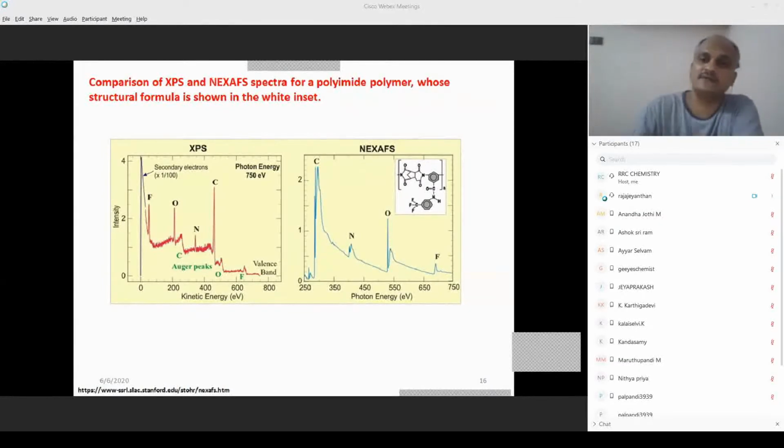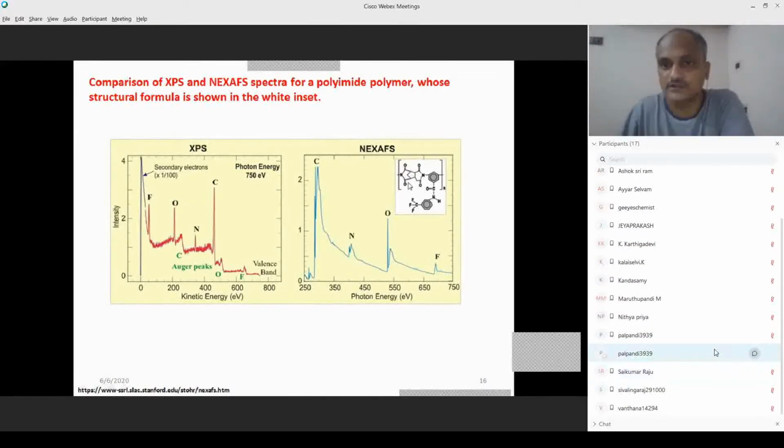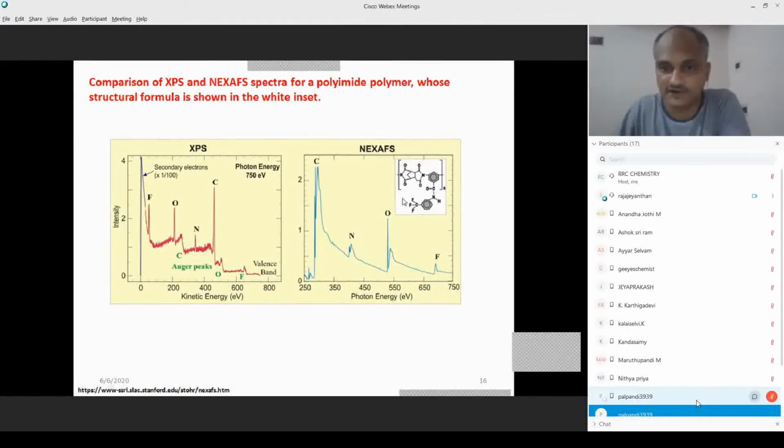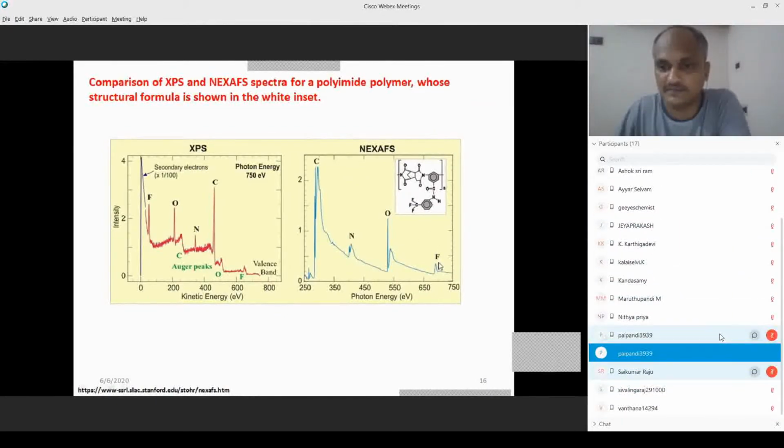But in NEXAFS, you will get a clear picture. For example, if you take nitrogen here, there are 3 types of bonds. This nitrogen is attached to one benzene ring. This nitrogen is attached to the same benzene ring and to a different, non-aromatic ring, and this nitrogen is attached close to 2 carbons. So there are 3 different nitrogen atoms, 3 different bondings with respect to nitrogen, and you can get 3 different peaks. Similarly, you can get it for oxygen, and you see only one single peak for fluorine, because all the fluorine atoms are connected to a carbon atom. So this is one of the main advantages of NEXAFS spectra over XPS.